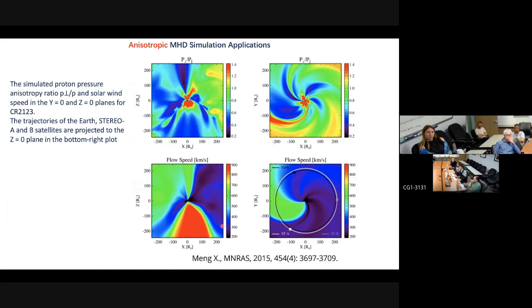And another example is the Alfvén wave solar wind model, also called the AWSoM model, with anisotropic pressure, also by the Michigan group. The plot here shows the simulated proton pressure and anisotropic ratio, so the P perpendicular to the P parallel, and the solar wind speed in the y equal to 0 and the z equal to 0 planes for a Carrington rotation event.